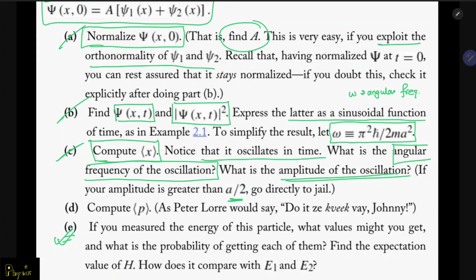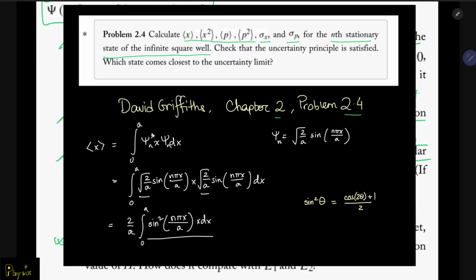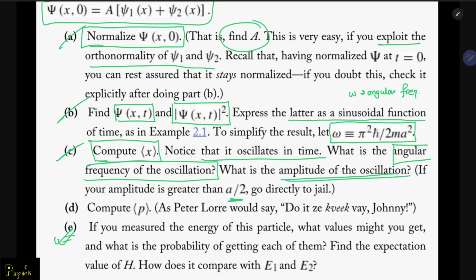It also says if your amplitude is greater than a over 2, go directly to jail. Well, this is a reference to problem 2.4 that we did in our previous video. I will link that video down over here, and that will probably help you. All right, so let's go on to problem C.